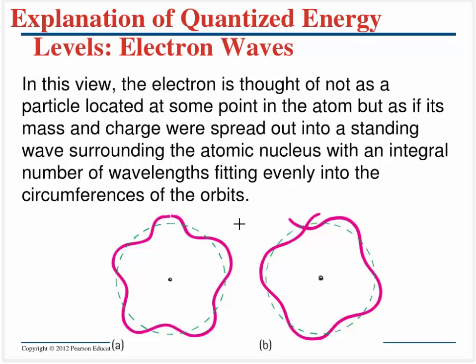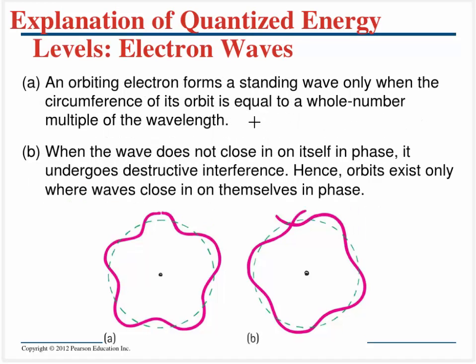So what does this look like? We saw it in the simulation. We're going to have constructive interference when the wave closes upon itself, and essentially we're going to need an integral number of wavelengths fitting evenly onto the circumference of the orbit. Otherwise we're going to get this, and this looks like destructive interference, and the wave will collapse, and we cannot have a wave that exists. We can't have an electron that lives inside of this orbit.